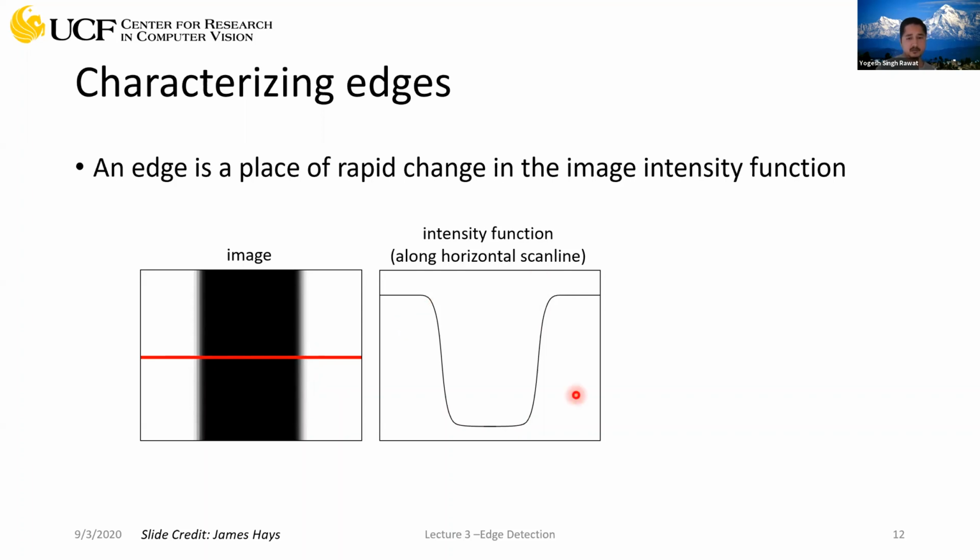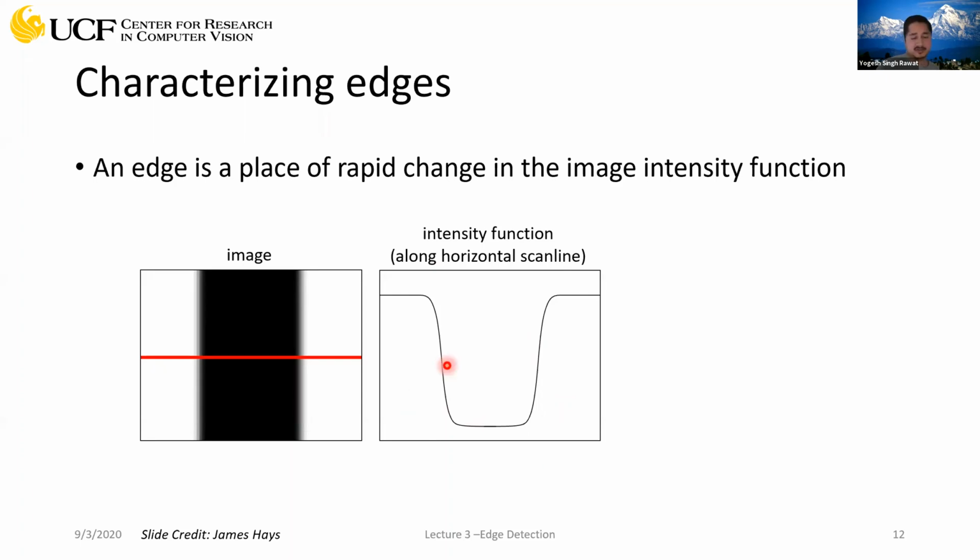And if you look at this intensity profile, you can see that the intensity changed. This is one of the models we discussed, the ramp model. So you have an edge at this location, you have an edge at this location. So how can computers detect these edges?